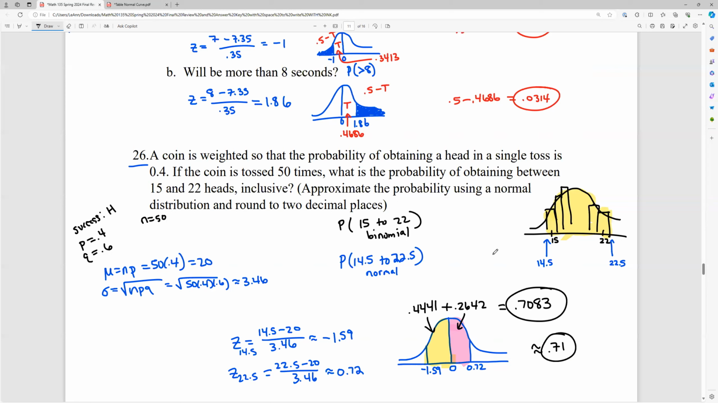Okay, the big takeaways are half stepping to do the correction from bar graph to smooth curve. And then the other thing is you have to know how to find your mean and standard deviation. Once you have those 2 things, it's just find the z-scores and read the table.